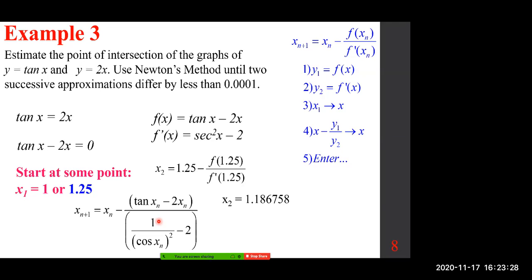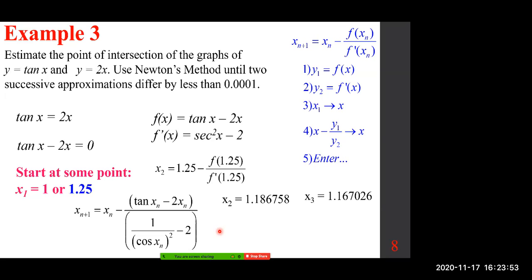Now you repeat the same thing. So x sub 3 is x sub 2, which is 1.18675. And notice how tough it's going to be if you're going to just keep on doing this by hand. And then tangent of that minus 2 times that, over 1 over cosine of that squared minus 2, gives you the next one.